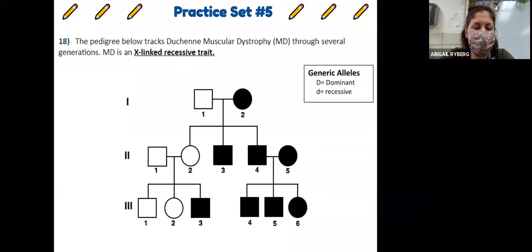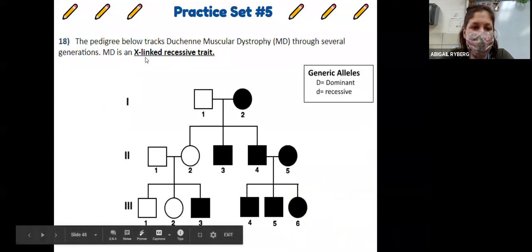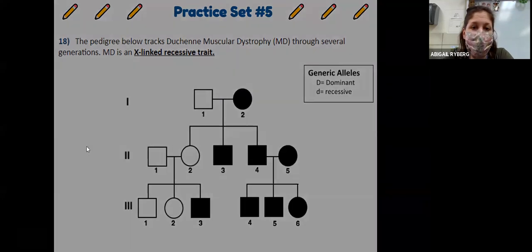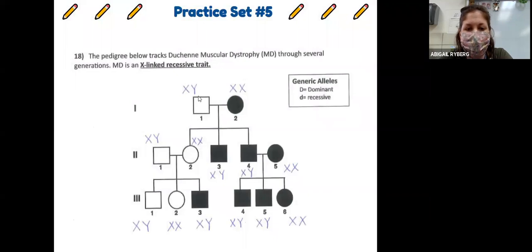And the last question here is an example of a sex-linked trait on a pedigree. So if you read, it says the pedigree below tracks Duchenne's muscular dystrophy through several generations. Muscular dystrophy is an X-linked recessive trait. So it tells us right off the bat that it's recessive. Because it's X-linked, now we know that we're going to be tracking our sex chromosomes.